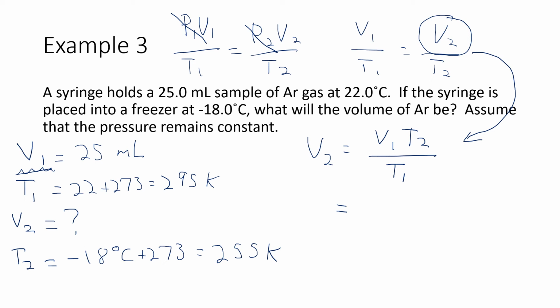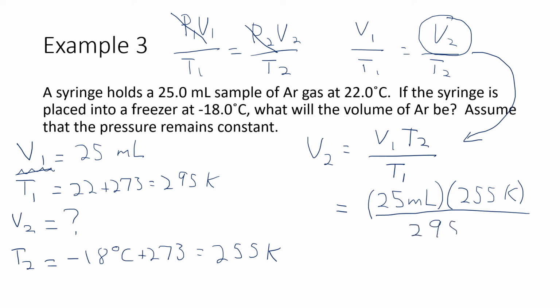Okay, so let's see if we can plug numbers into this equation now. For V1, we have 25, and I'm going to go ahead and write in my units. That was milliliters. T2 was 255 Kelvin, and then T1 was 295 Kelvin. And notice now in terms of units that Kelvins cancel out between the top and the bottom. They are gone. So what we are left with is just units of milliliters. So our final answer will be in milliliters.